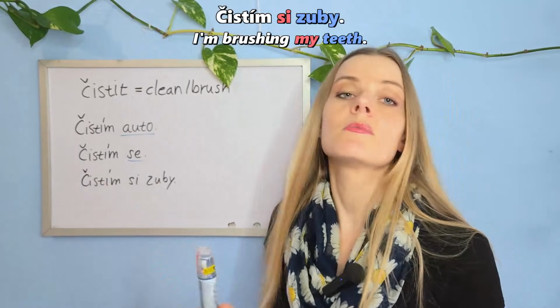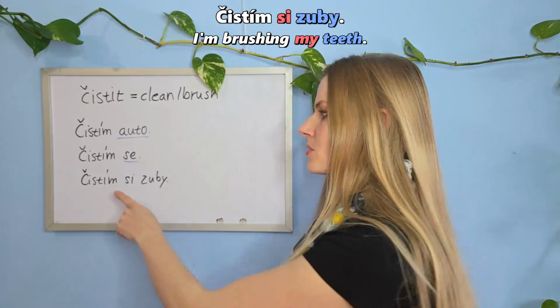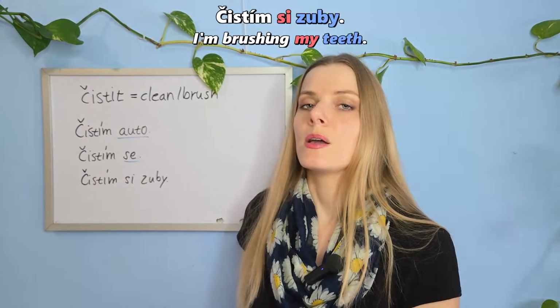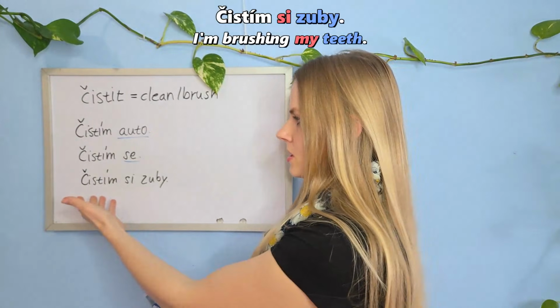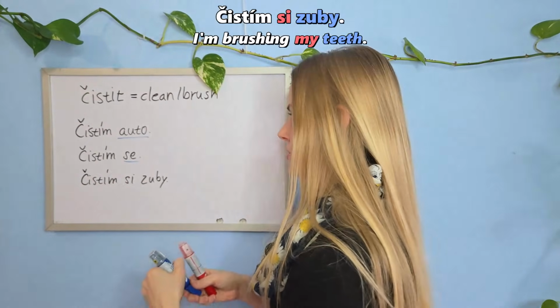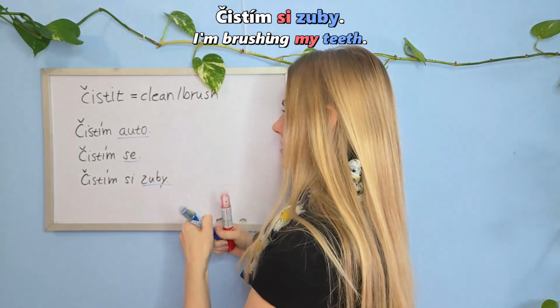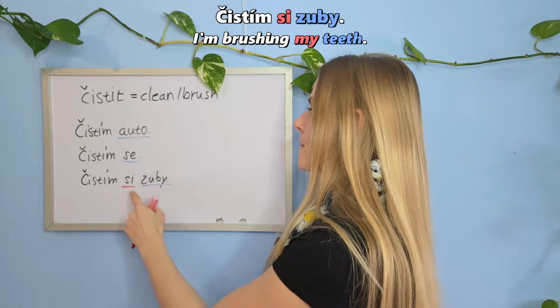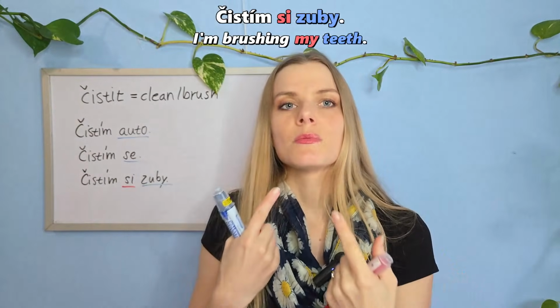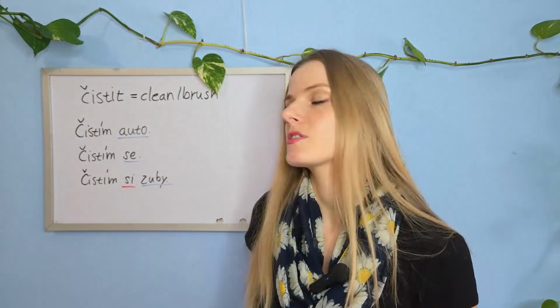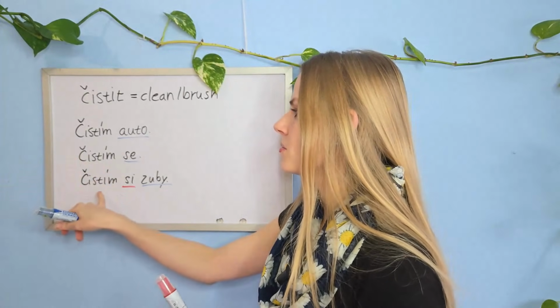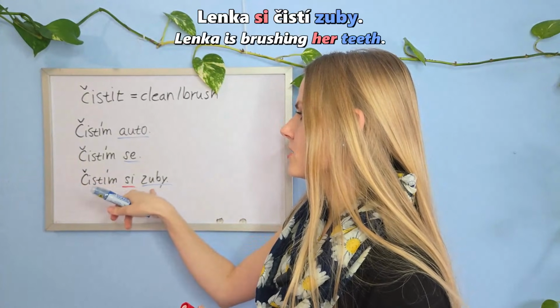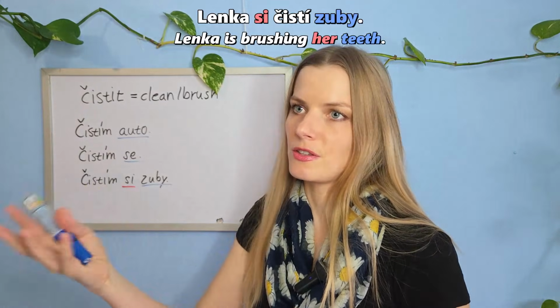Čistím se. Čistím si zuby. This is where we translate it as brushing. I brush my teeth, or I am brushing my teeth. Literally in Czech we clean our teeth. Čistím si zuby. Si is in the dative case. Remember, we don't say I brush my teeth. You don't say moje zuby. You say čistím si zuby. Even if it's a different pronoun. For example, Lenka si čistí zuby. Lenka brushes her teeth.